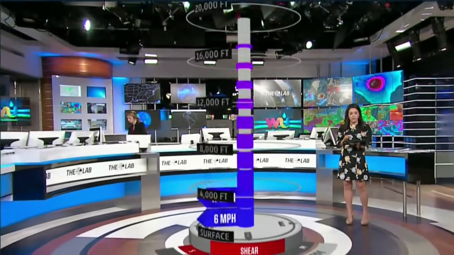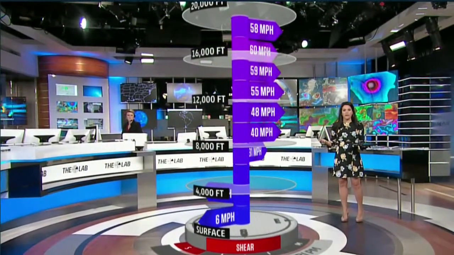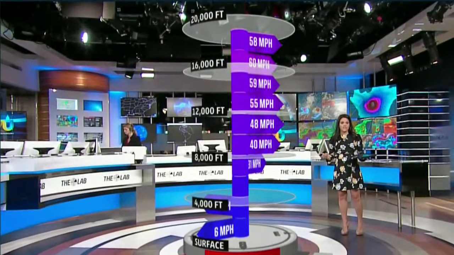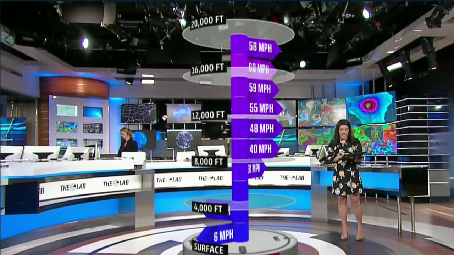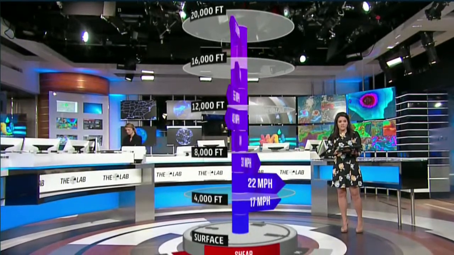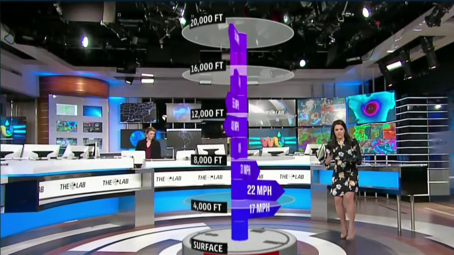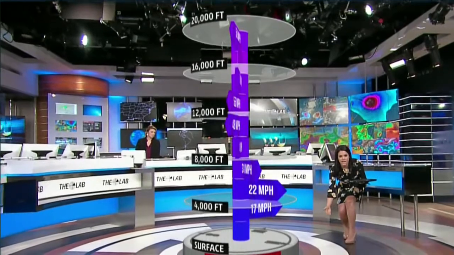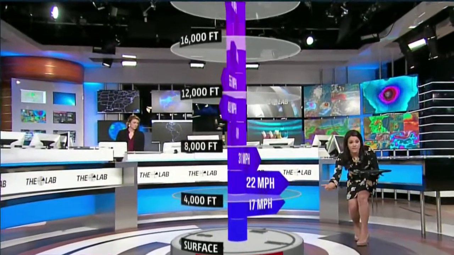So let's go ahead and pull up the vertical profile of shear. We always talk about wind shear as a critical factor to create organized thunderstorms. If you look at the shear for tomorrow, look at the change in direction with these wind vectors as we increase with height. As I turn this around, you can see in the lower levels of the atmosphere, the winds in this case blow from left to right.